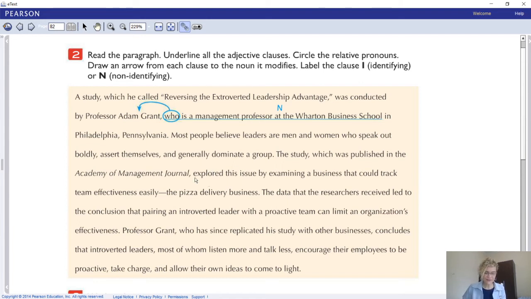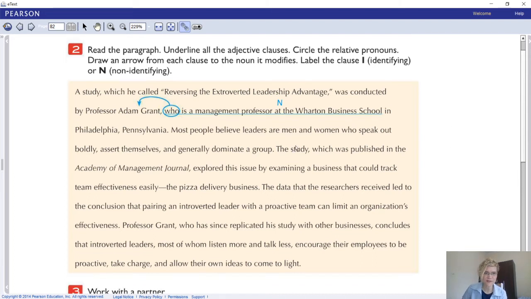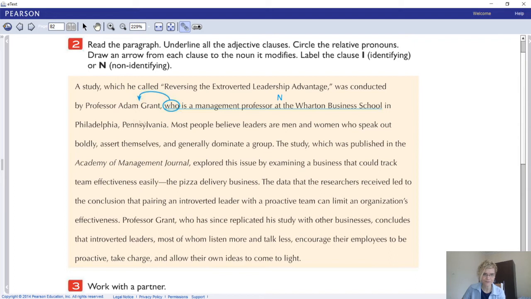Okay, here you have to underline all the adjective clauses and circle the relative pronouns, see if you can find them, and then draw an arrow from each clause to the noun it modifies and label the clause I or N. Oh boy, this is four in one, right? So underline the adjective clause, circle the relative pronoun, draw an arrow to what it modifies, and four, write down whether it's identifying or non-identifying. Four things in one, and that in a paragraph, that's cool.